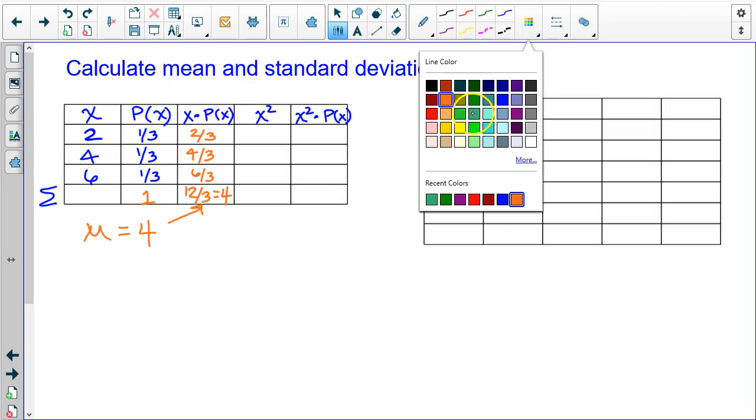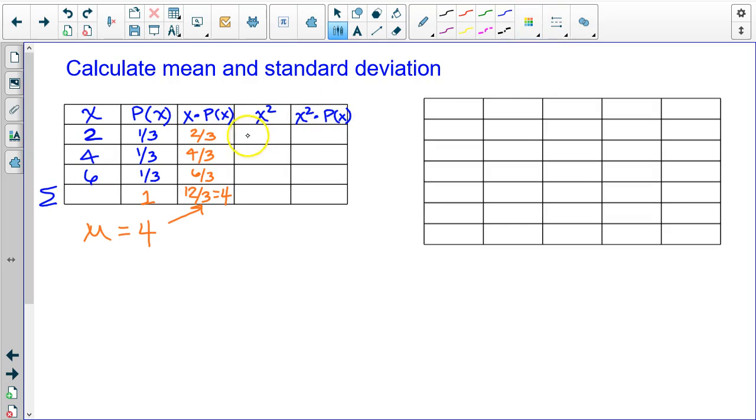All right. Now x squared, 2 squared is 4, 4 squared is 16, and 6 squared is 36. So now we do x squared times p of x. So 4 times a third is 4 thirds. 16 times a third is 16 thirds. And 36 thirds. And then, yes, I do need the sum of that column. So 4 plus 16 is 20, and 20 plus 36 is 56. So we get 56 thirds.